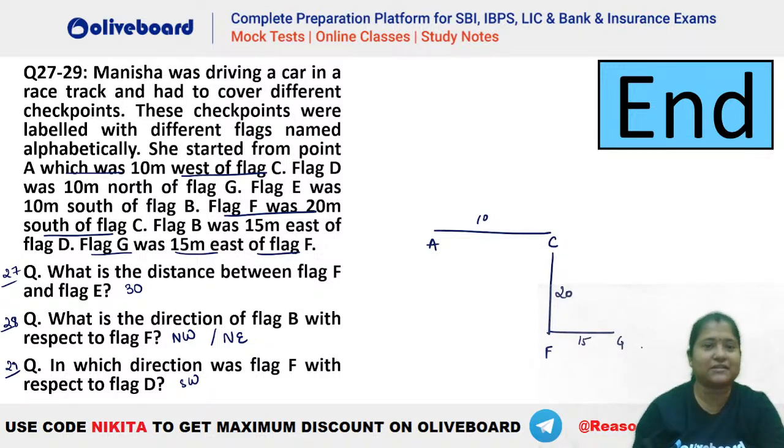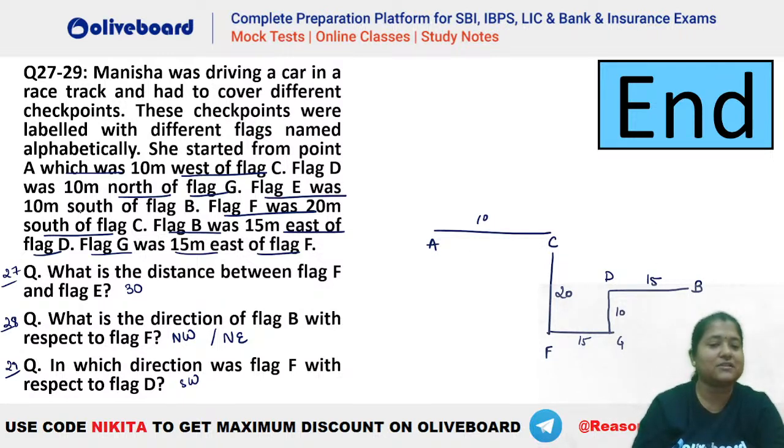Okay, so we have got this diagram right now. After that, D is 10 meters north of G. So D has to be 10 meters north of G. Let's say this is your D and this is your 10 meters. After that, it is given, B was 15 meters east of D. So B has to be 15 meters east of D. So you can see B has to be, let's say this one. And this is your 15 meters. Okay, we are getting this kind of information.